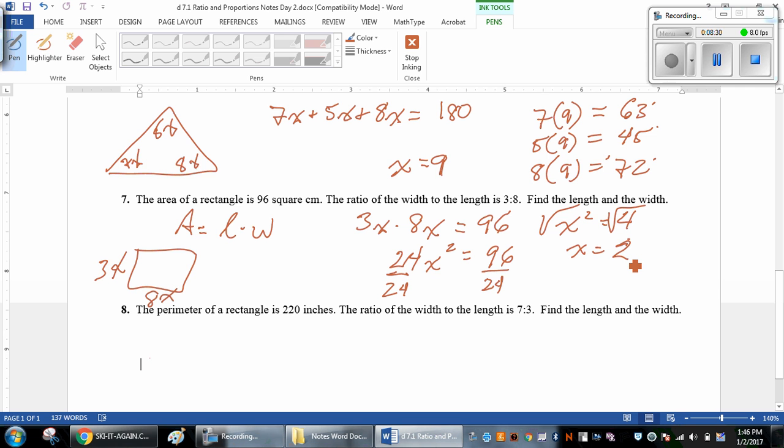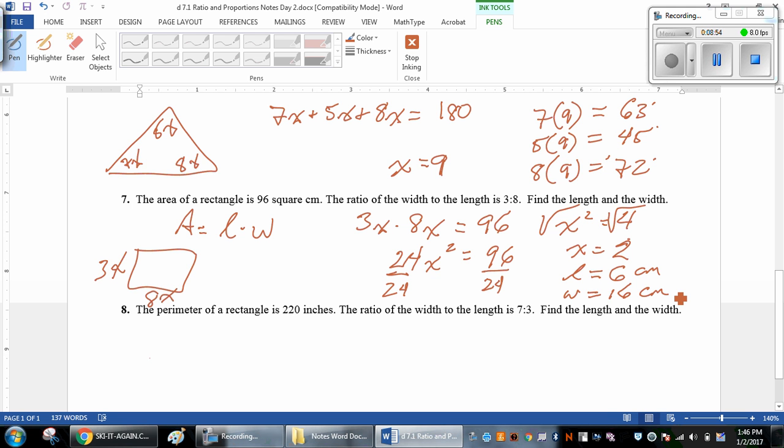But again, x is not our answer. We need the side lengths, right? So we're not done. The length and the width, that's what we need. So we have 3 times x, right, which is 6. All right, so that's our length, equals 2 times 3 is 6, and our width, which equals 8 times 2, which is 16. And we're given units here is centimeters, so let's label those with centimeters.